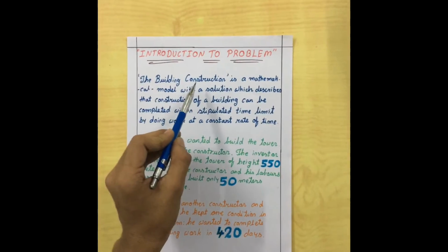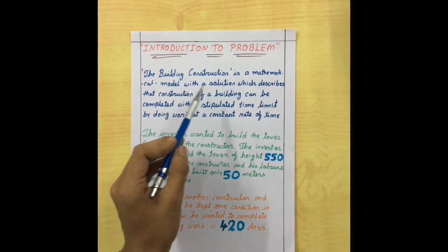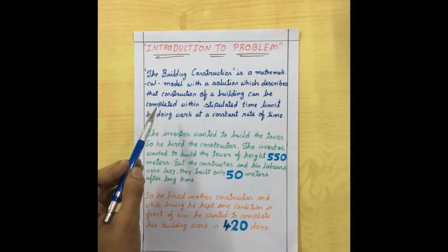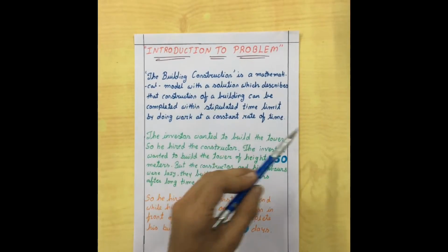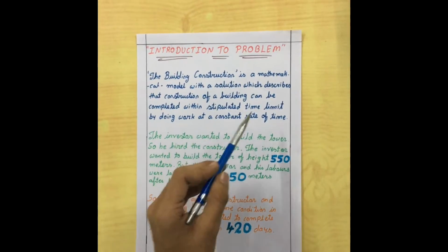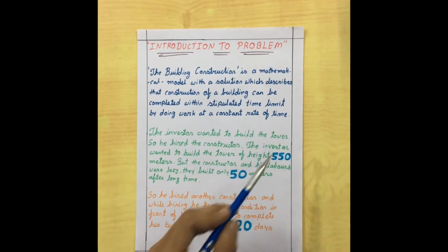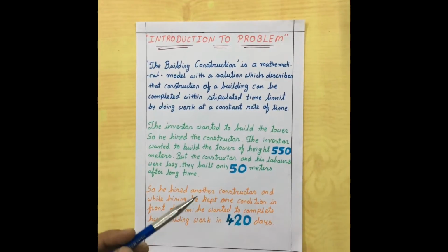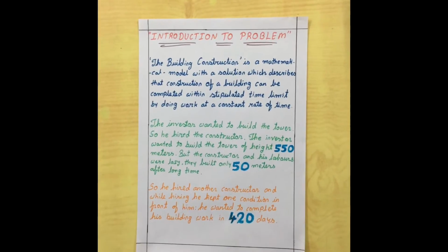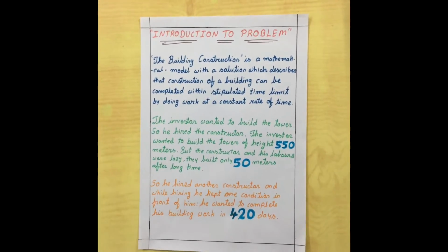The building construction is a mathematical model with a solution which describes that construction of a building can be completed within a stipulated time limit by doing work at a constant rate of time. The details of the model can vary, but the typical form of the model is as described.